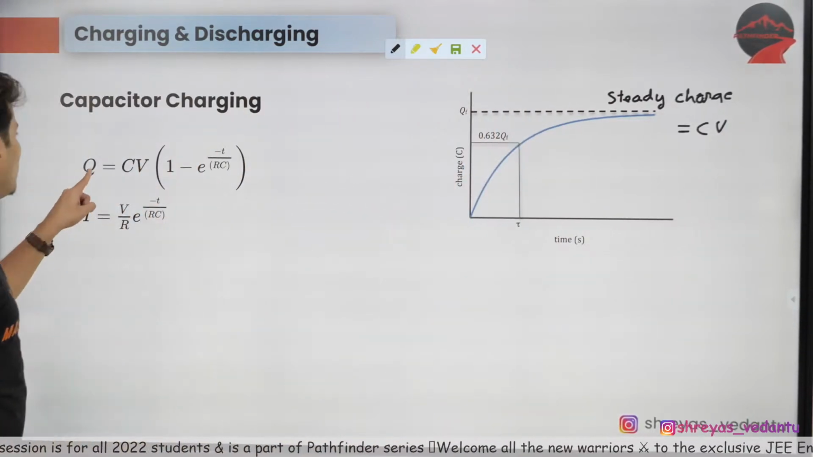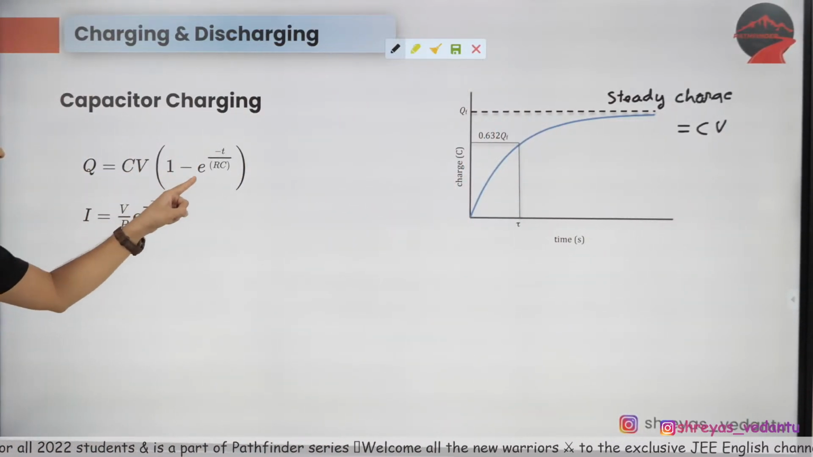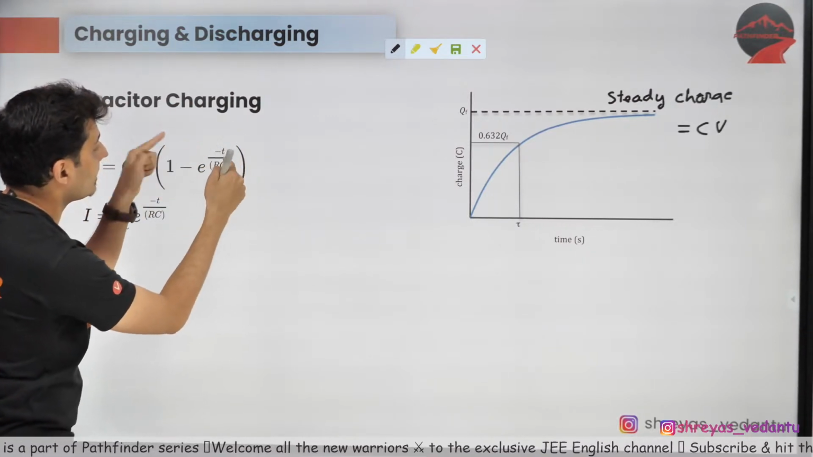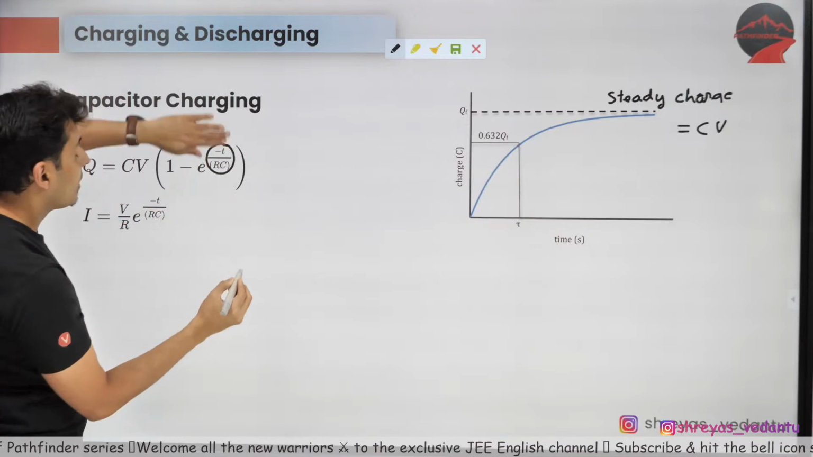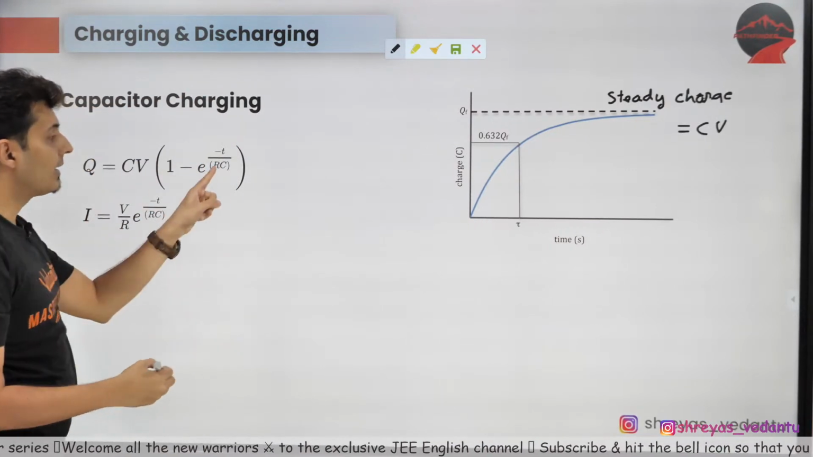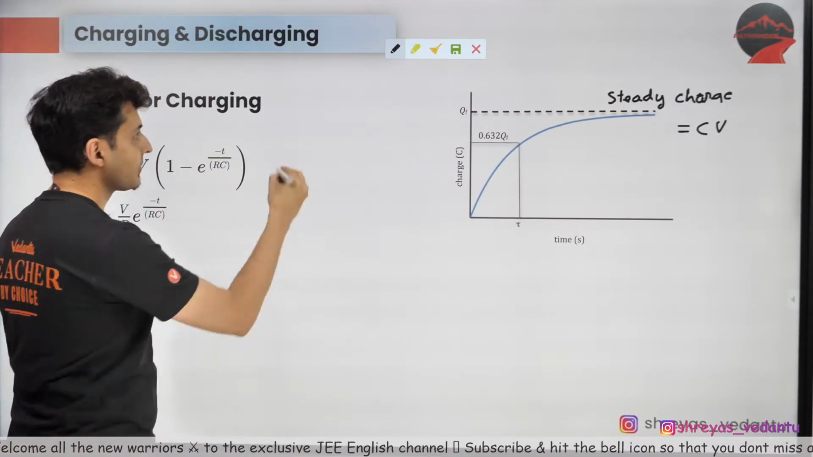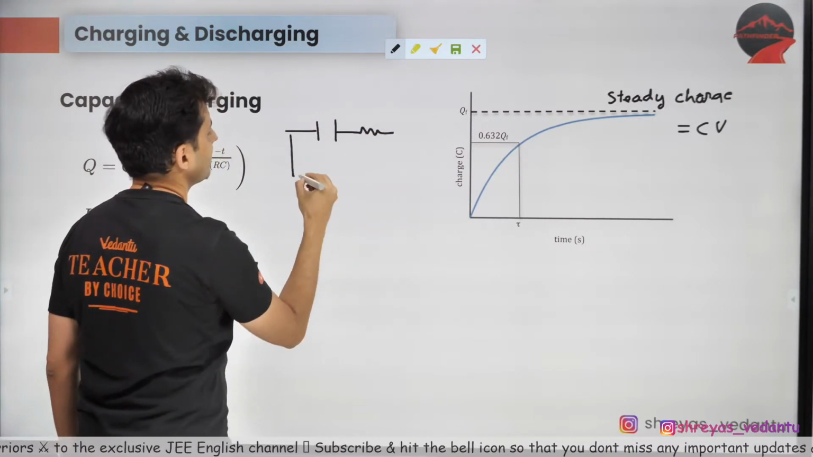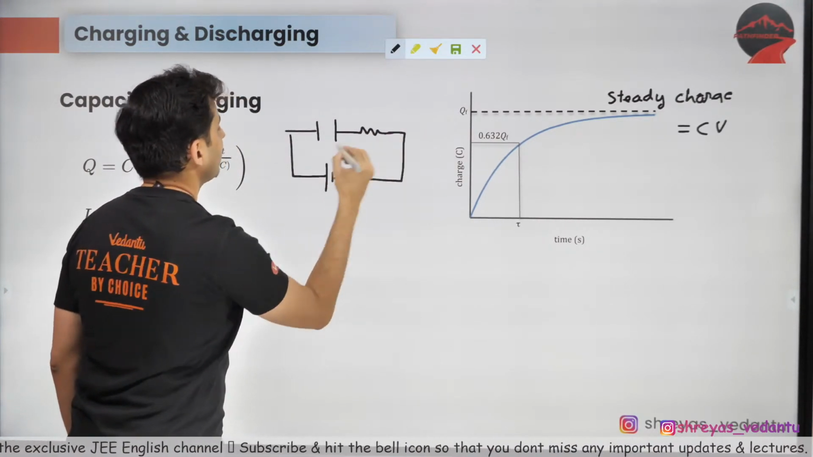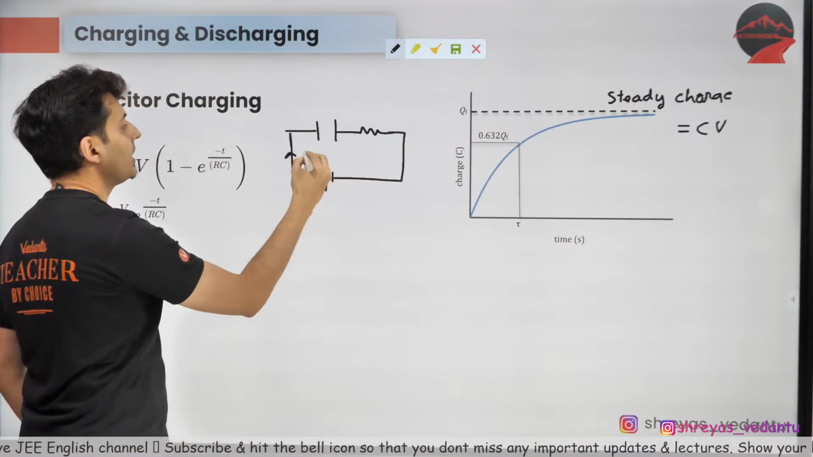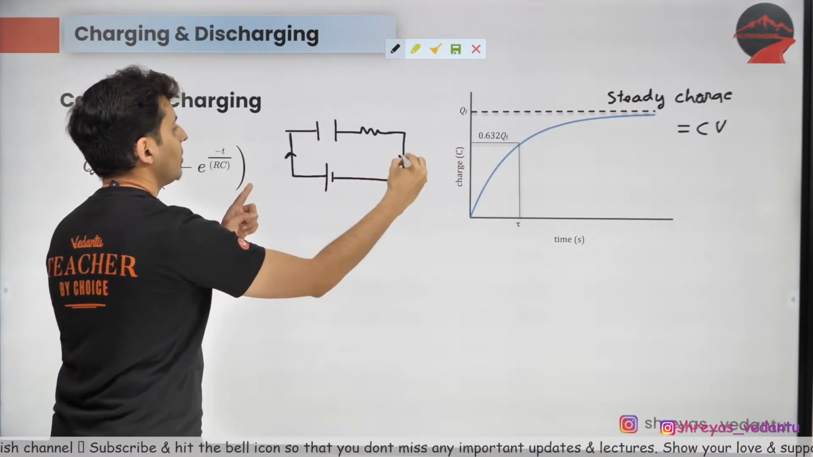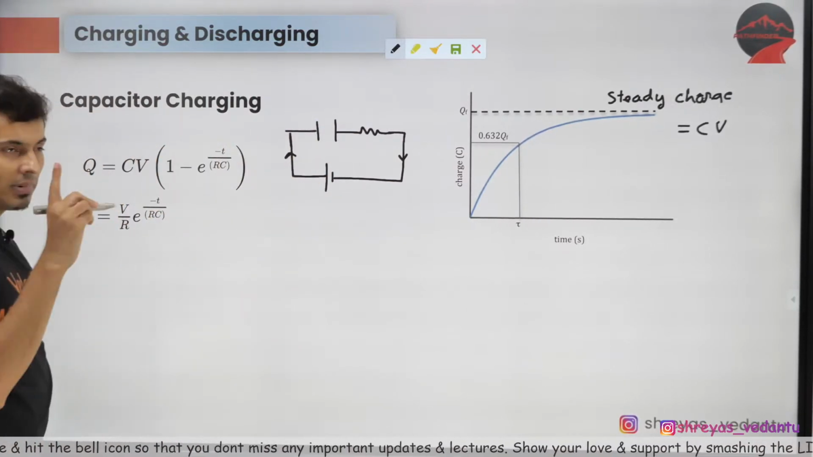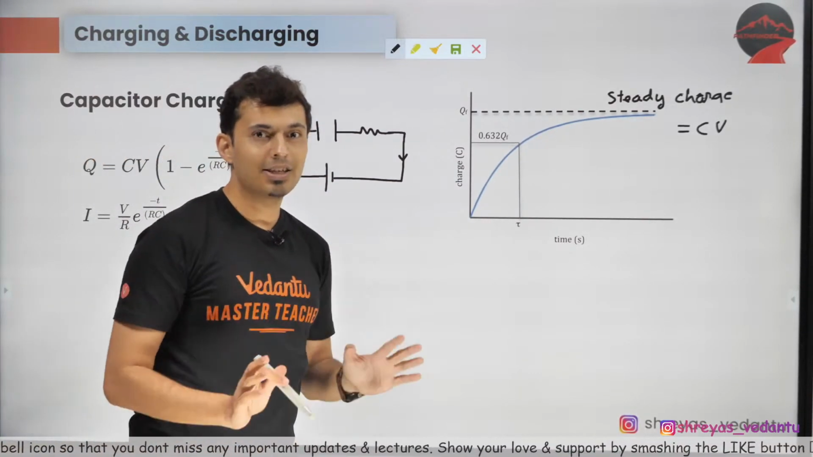So what is the formula? Q is equal to CV times (1 minus e to the power minus t by RC). This is exponential. Remember that. R is the resistance, C is the capacitance. The diagram for this has a capacitor, a resistor and a battery. That's it. There will be charge supplied from the battery to the capacitor. Now the numbers that you should remember are 63 and 37.